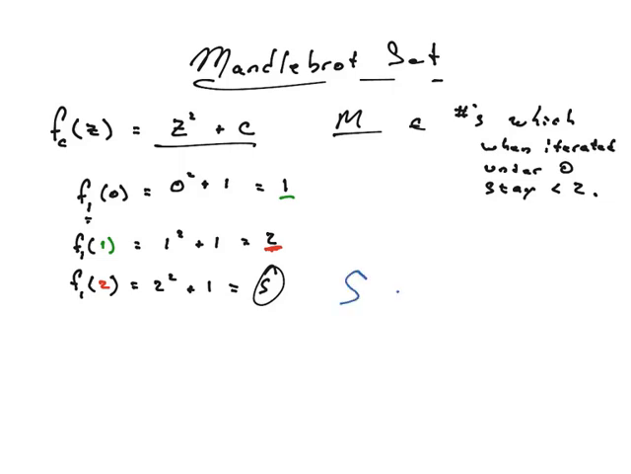So we already see that the number c equals 1 is not part of the set, because when we iterate 0 under this function with c equal to 1, the numbers blow up to infinity. So 1 is not part of the set. All right, well, let's try another example. Let's try f of 0.